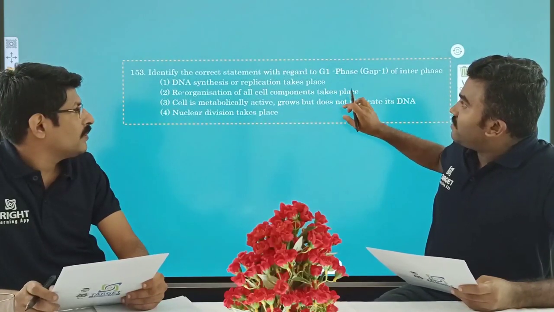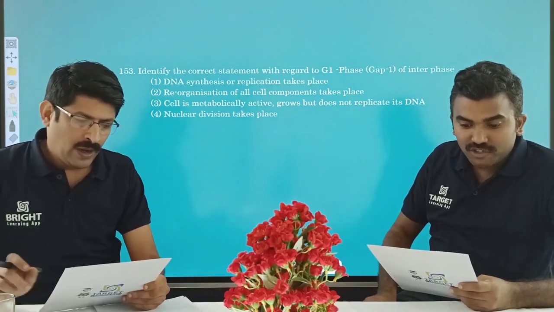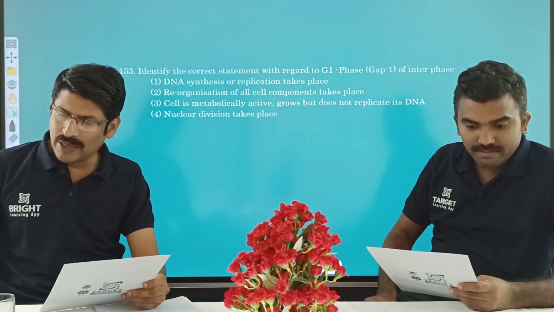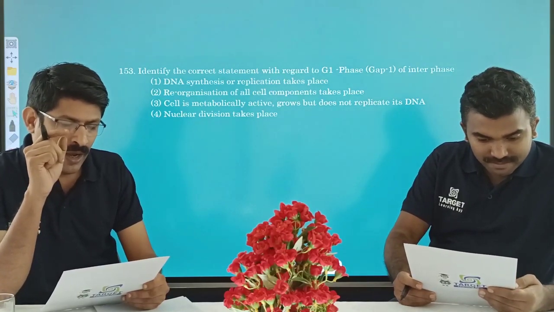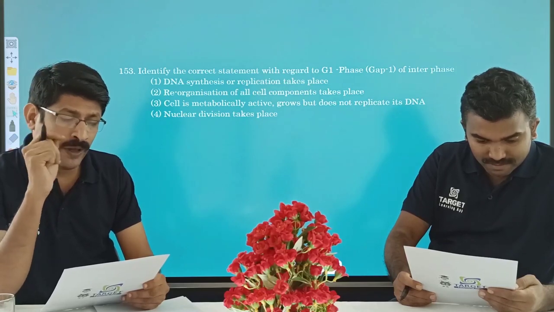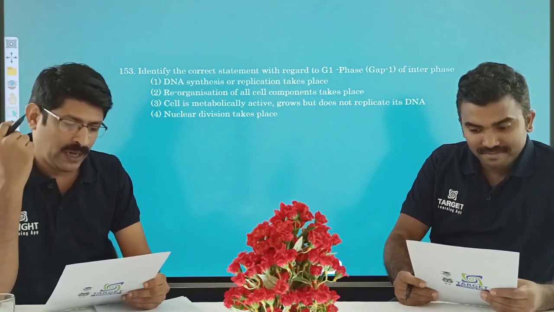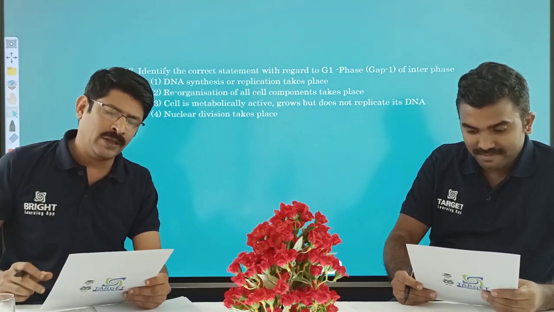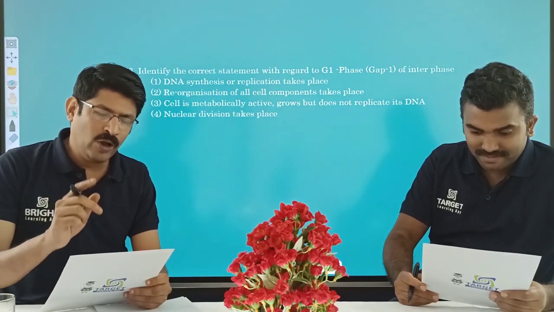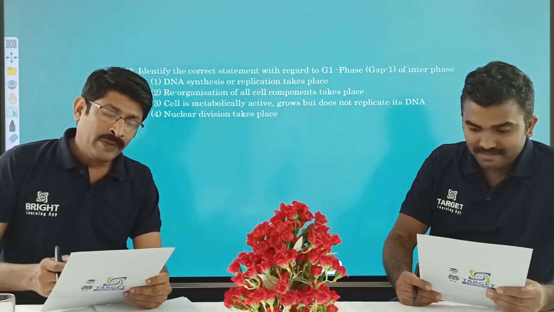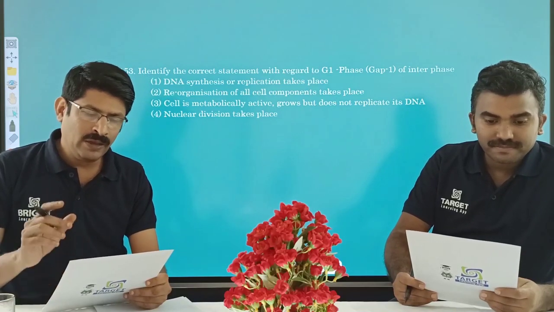Next question. Identify the correct statement. That is from cell cycle and cell division, page number 163, explaining the G1 phase or GAP1 phase. GAP1 phase is the interval between mitotic phase and initiation of DNA replication. So it is clearly explained that DNA replication taking place is wrong. And reorganization of cell component taking place. Cells are metabolically active but do not replicate DNA. It is the correct one.